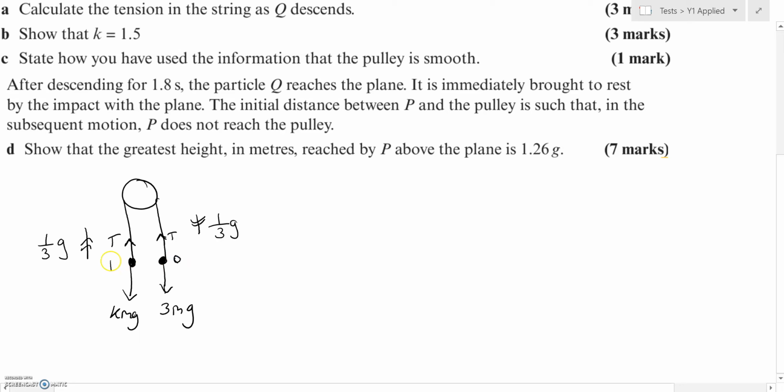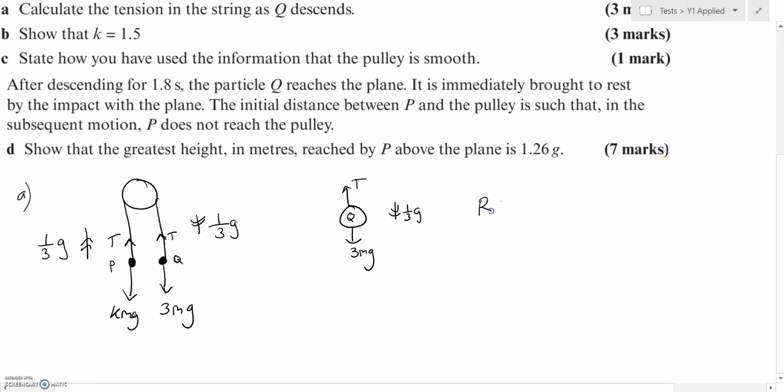So maybe we'll just have a look at particle Q. Particle Q has a tension going upwards, 3mg going down, and an acceleration of 1/3 g. I've drawn it out. You might not choose to, and most times we don't need to redraw it, but I've redrawn it just for the sake of this example here.